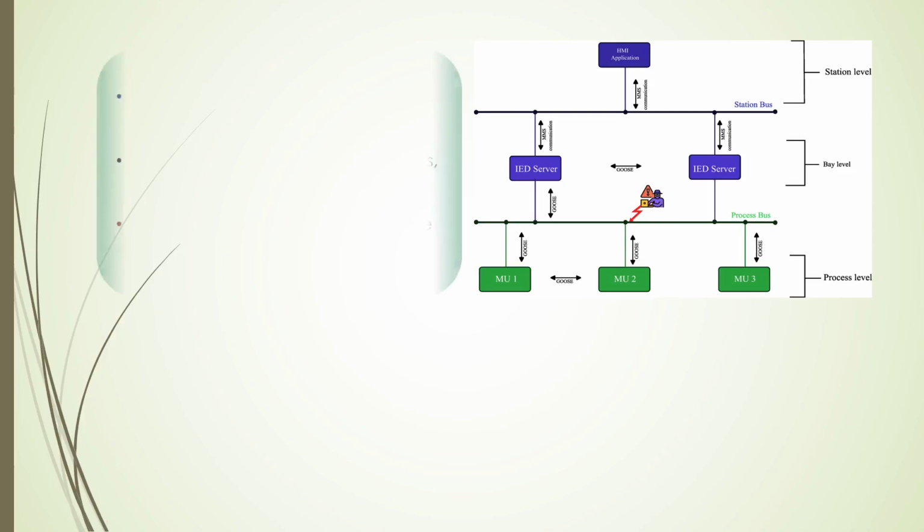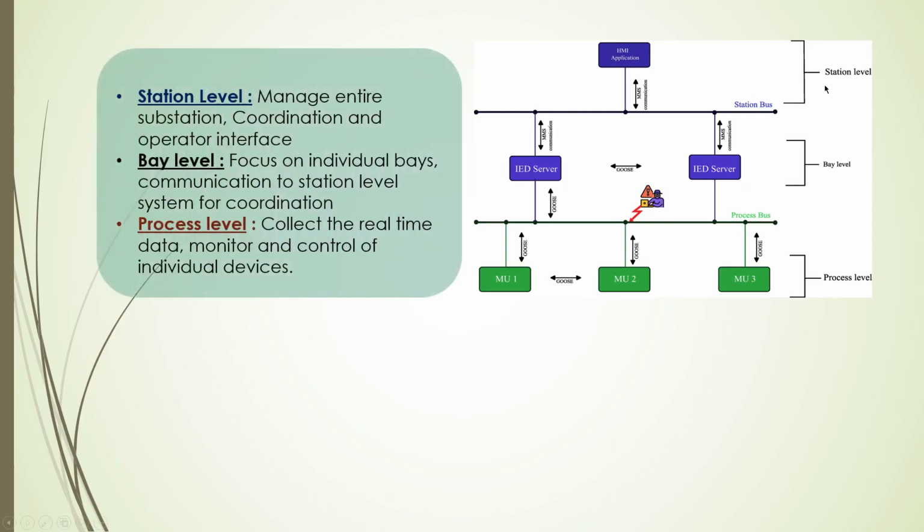The total digital architecture is divided into three levels: station level, bay level, and process level. At the station level, the entire substation is managed, with coordination and operator interface with the different levels. At the bay level, there are different IEDs such as circuit breakers, protection and control IEDs, isolators, switchgear, etc. These are connected at the bay level, and all these levels communicate with each other digitally.